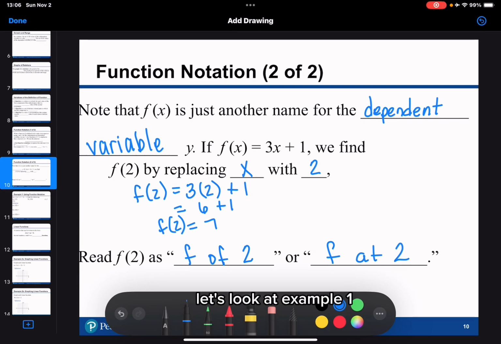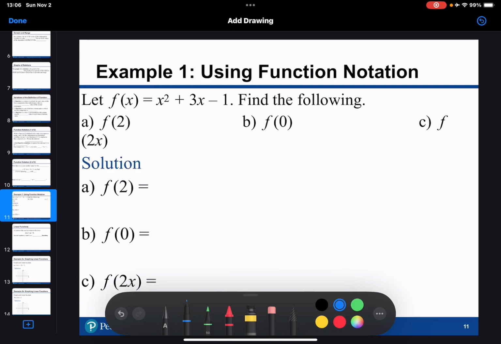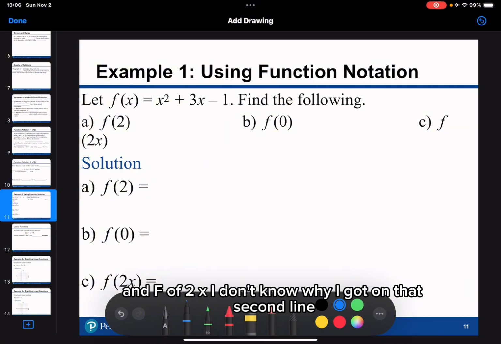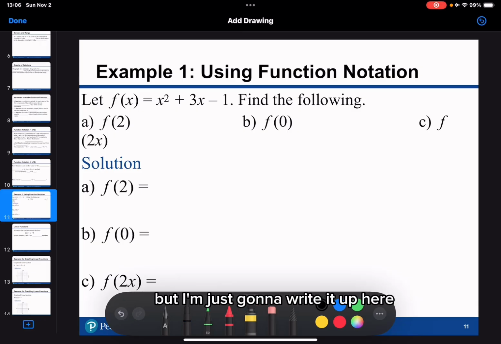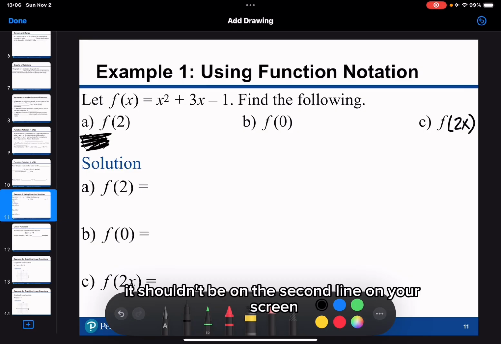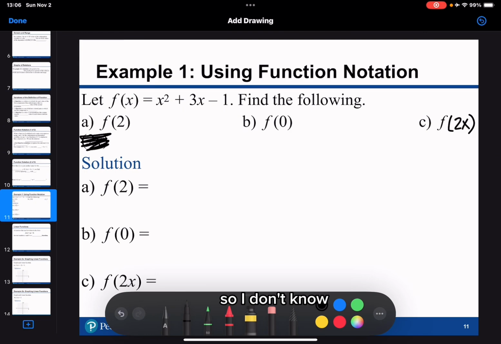Let's look at example 1. Example 1 says use function notation. So we have f of x equals x squared plus 3x minus 1, and we want to find the following: f of 2, f of 0, and f of 2x. I don't know why I got on that second line, but I'm just going to write it up here. It shouldn't be on the second line on your screen. I'm just tripping on mine.